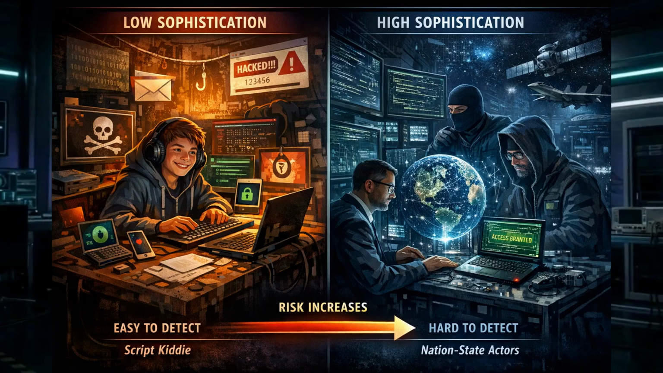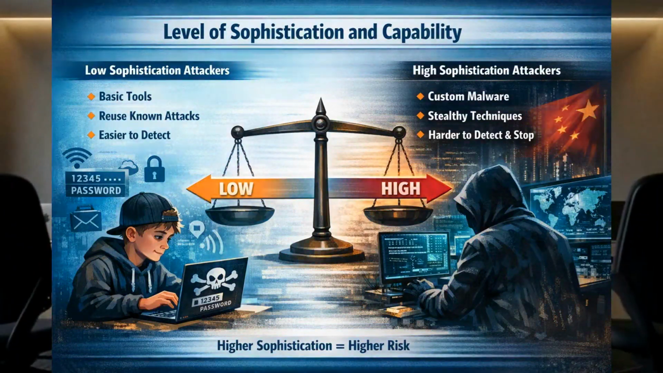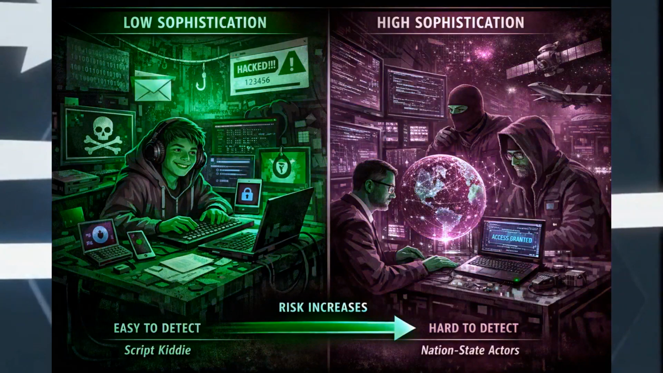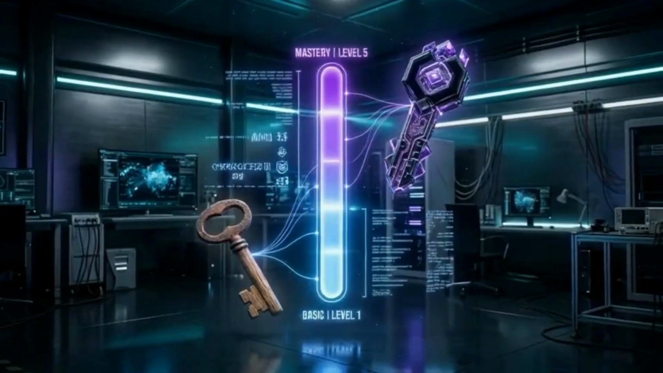Now let's look at the third and final attribute of threat actors. This is called the level of sophistication and capability. In simple terms, this tells us how skilled and advanced the attacker is. We can group attackers into 2 main levels.